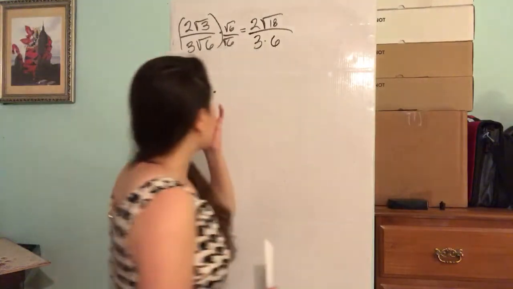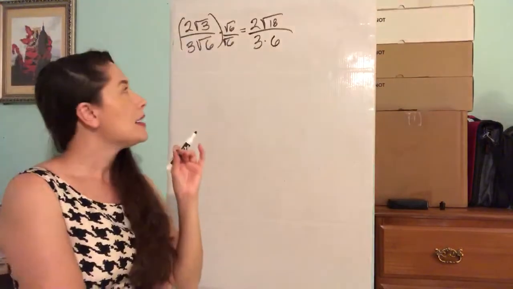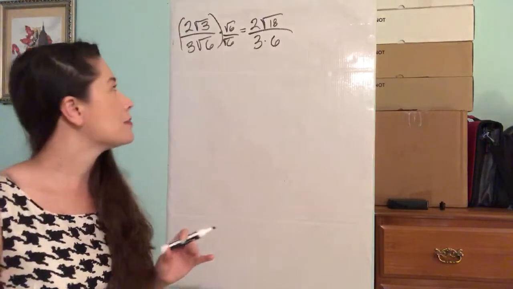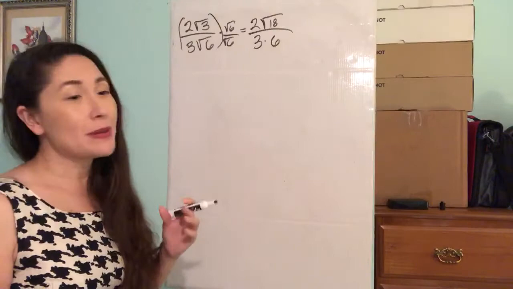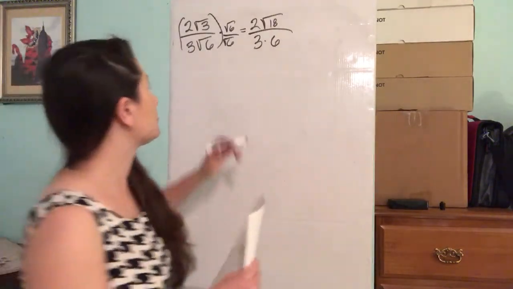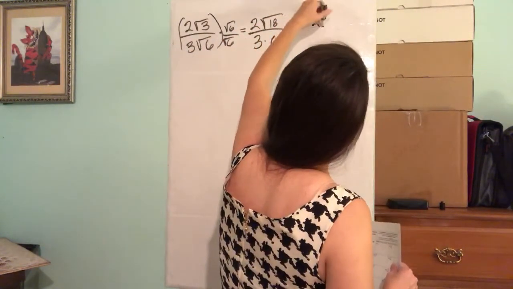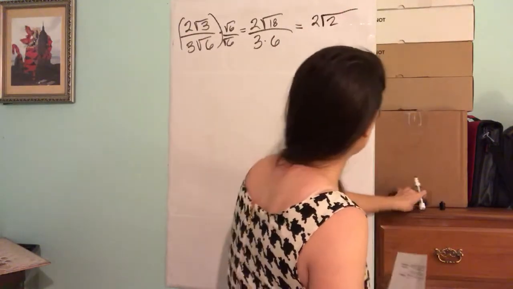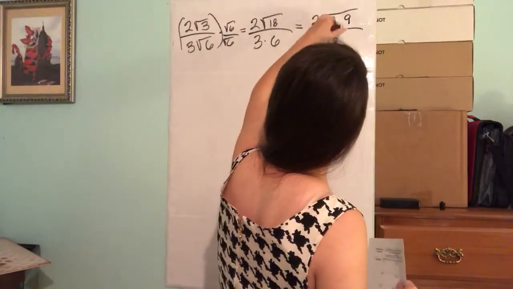Okay, all right. So this square root of 18, can we simplify it any further? To be fully simplified means that it can't be simplified any further, right? So I'm going to take this 2 times square root of 18. 18 breaks down into 2 and 9, right? 2 times 9 equals 18. I can do that. And then 3 times 6 is 18.